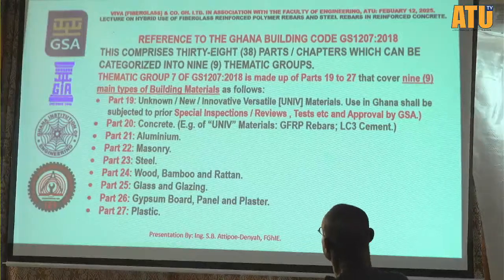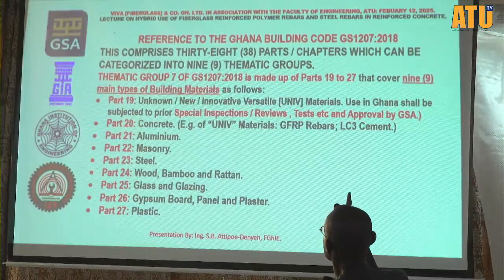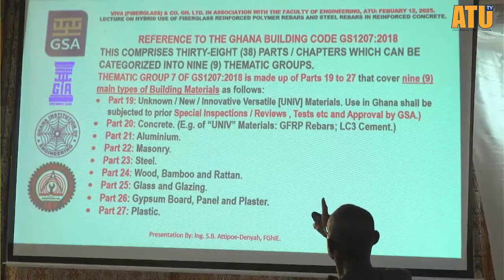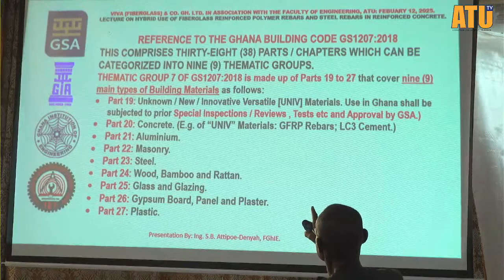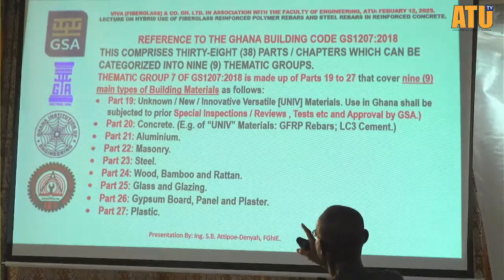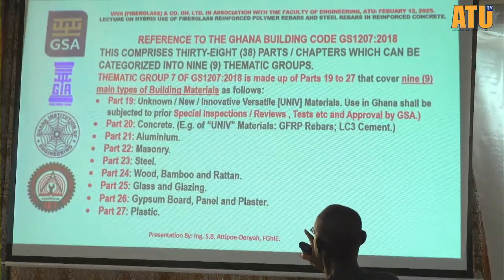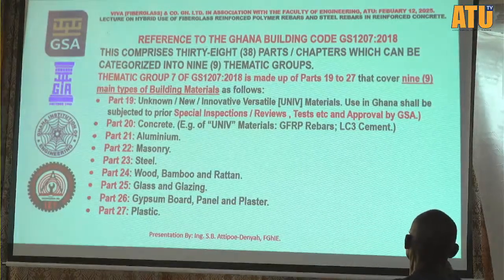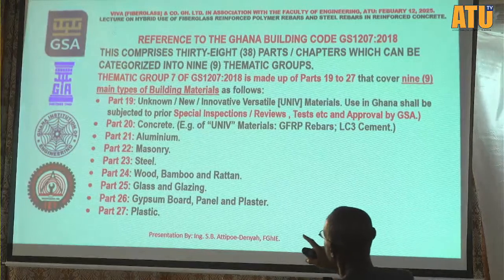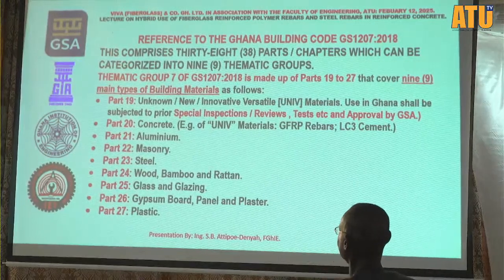I had made reference to the Ghana Building Code. In the Ghana Building Code, out of the 38 chapters, you have 9 thematic areas. And there's a thematic area group 7. It's made up of parts 19 to 27, that covers 9 main types of building materials.